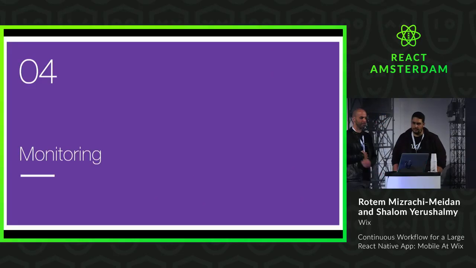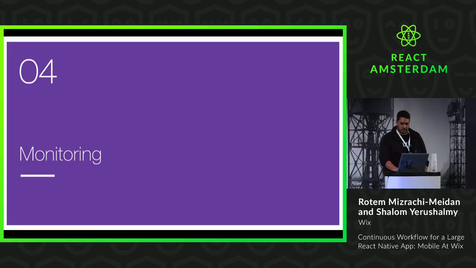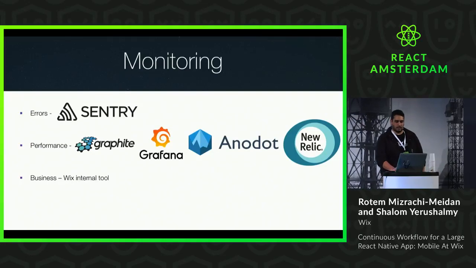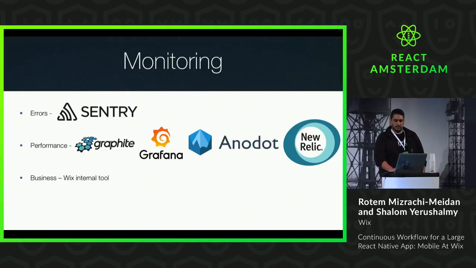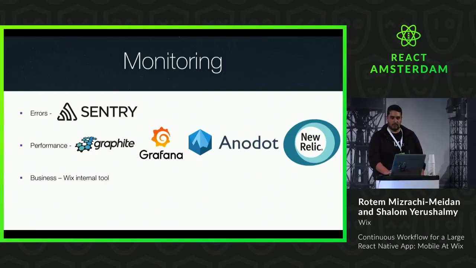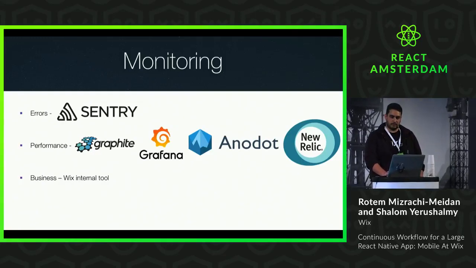You know, they say if it's not monitored, it's not working. So what are we using for monitoring for our app, for our one app? We use Sentry, which is a cross-platform crash reporting and aggregation platform. We are using this to track JavaScript errors.